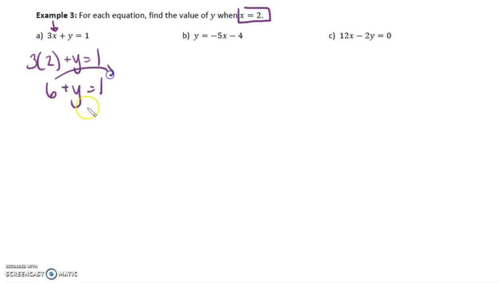And now we can bring over the 6, get the y all by itself, because y is the only thing left on the left-hand side here. So that will become minus 6. So what's 1 minus 6? We get negative 5.